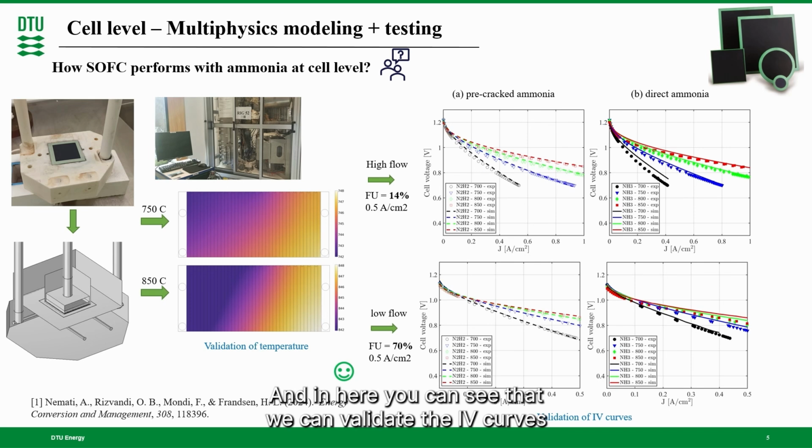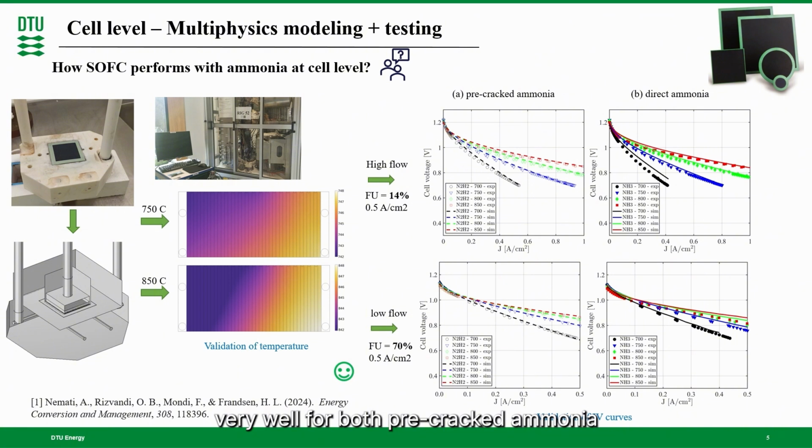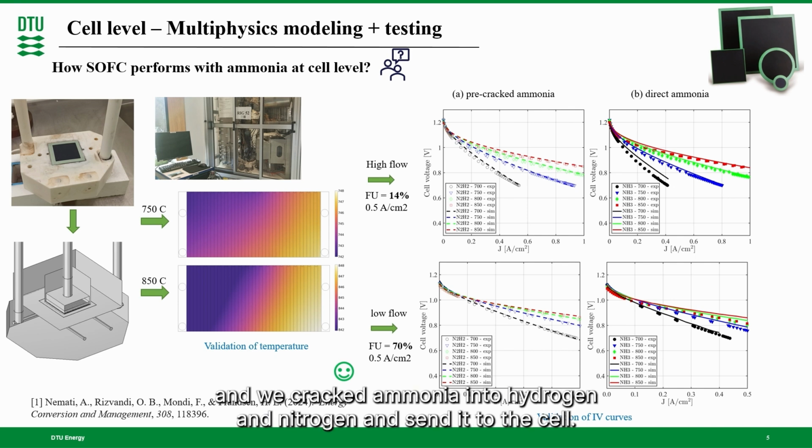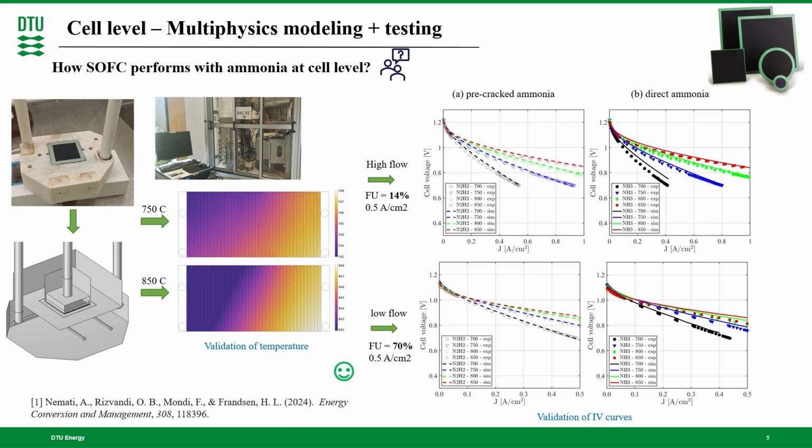And here you can see that we can validate the IV curves very well for both pre-cracked ammonia, which means that we have an external cracker and we crack ammonia into hydrogen and nitrogen and send it to the cell, and also for direct ammonia on the right-hand side, where we directly insert the ammonia inside the cell.